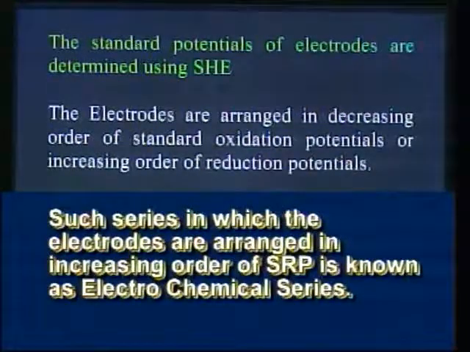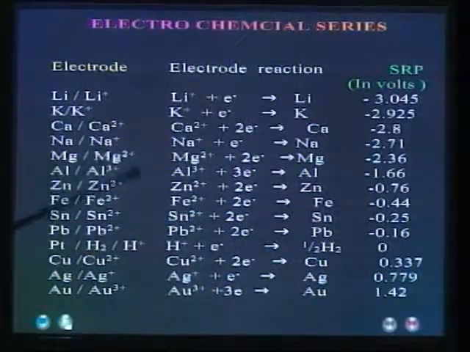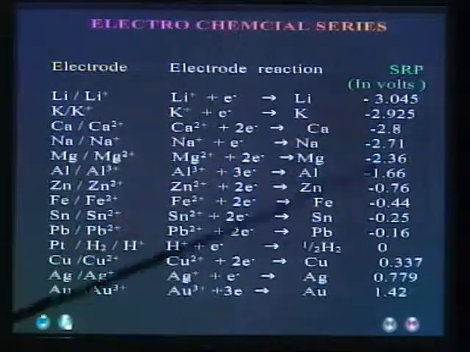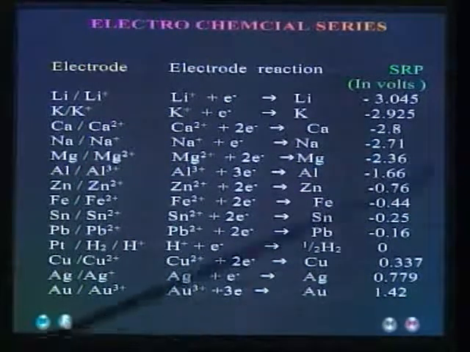After determination of the standard electrode potentials, the electrodes are arranged in a decreasing order of the standard oxidation potentials or increasing order of the standard reduction potentials. In such case, we get one series which is known as electrochemical series. This is the electrochemical series in which the electrodes are arranged in increasing order of the standard reduction potentials or decreasing order of the standard oxidation potentials.